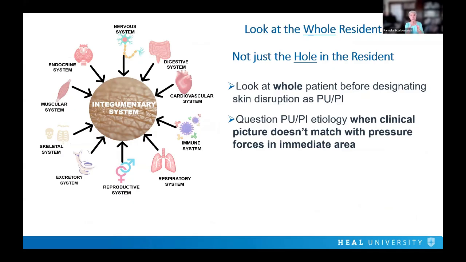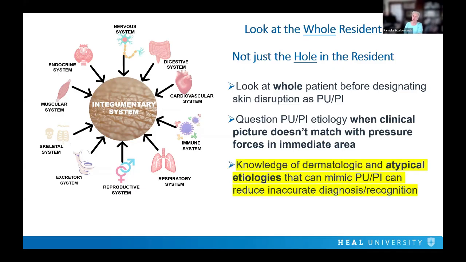Are they loading bony prominences? Are they having a lot of pressure where you don't have a bony prominence? It's not always over bony prominences, but you have to have pressure in the area that you're claiming is a pressure injury: shear, pressure or shear, pressure and/or shear. So the knowledge also of dermatologic and atypical etiologies that can mimic pressure ulcer injuries can help reduce our inaccurate diagnosis and recognition. In my mind, for what it's worth, wound medicine and dermatology medicine go hand in hand.